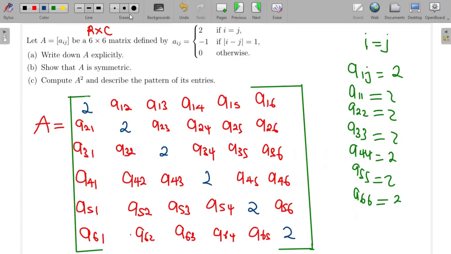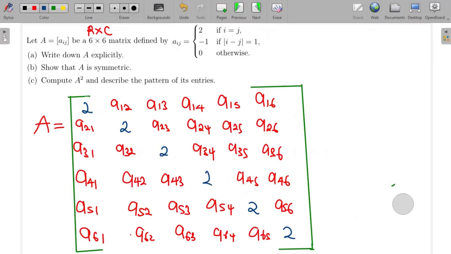I can erase this now. I go to the second condition. The second condition in my piecewise function said I'm going to get a -1 if the modulus of i minus j is equal to 1. So what numbers can give me a 1 if I subtract them? Those numbers just have to be consecutive numbers, numbers that follow each other. So I'm going to look for the A_ij that have consecutive numbers.